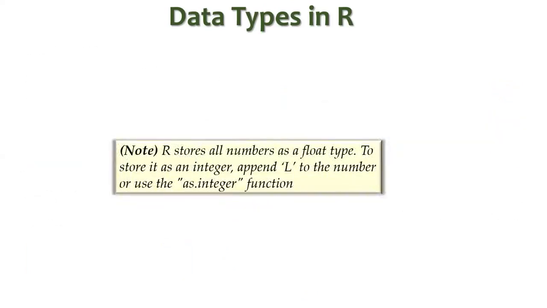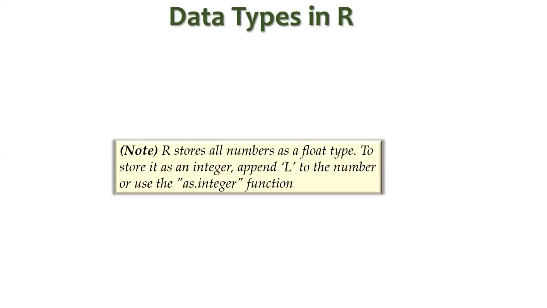Okay, so note, R stores all numbers as a float type. To store it as an integer, append L to the number or use the as.integer function. Any number that you type in R is stored as a decimal number. Although it is a numeric number, R sees it as a decimal number. Even if you type a whole number, it will not show as a decimal number, but the data type is seen as a double, which I said previously is just a decimal number.